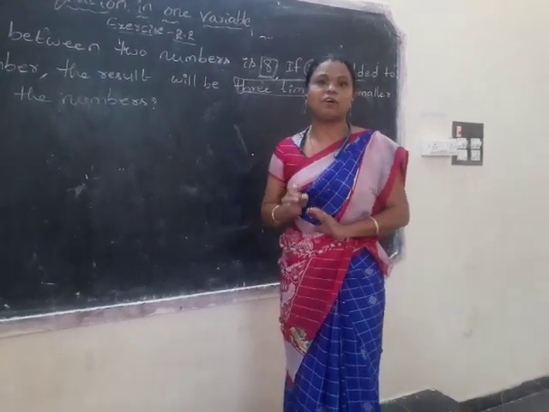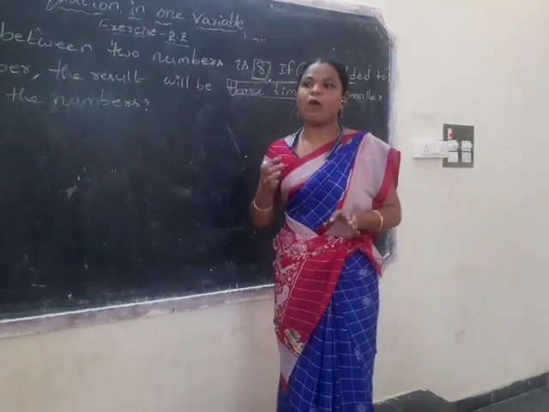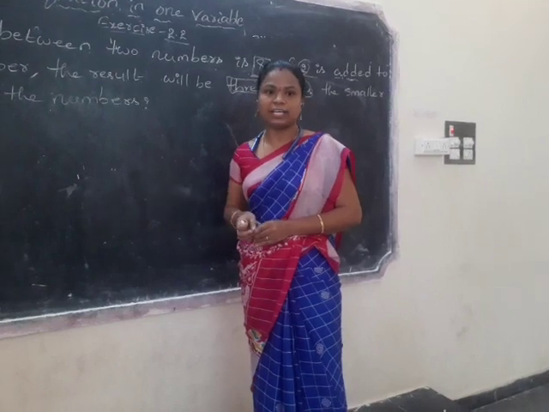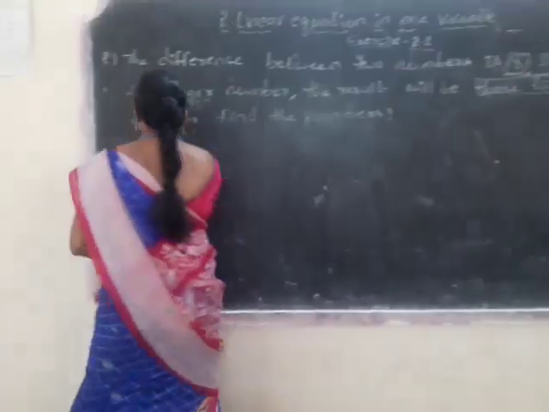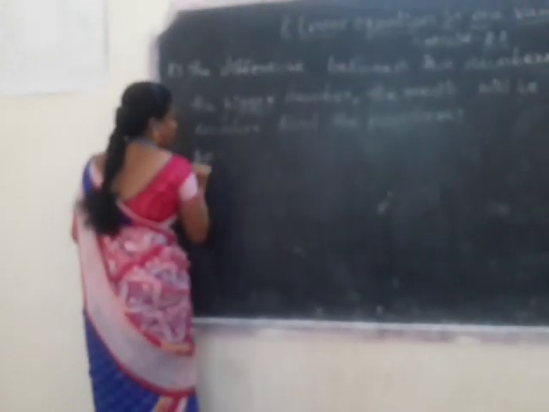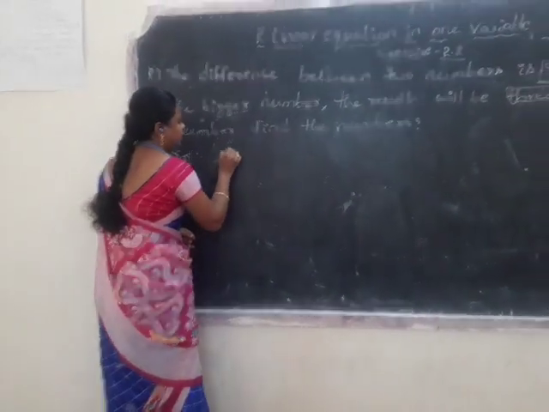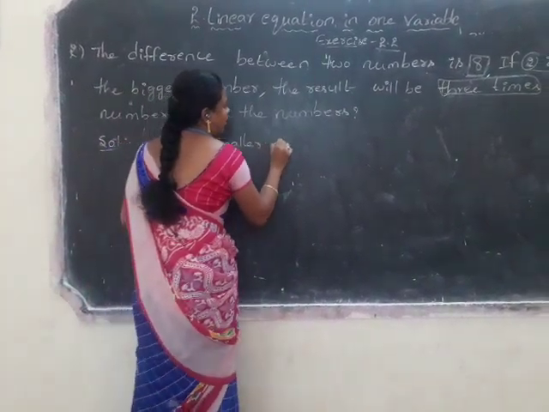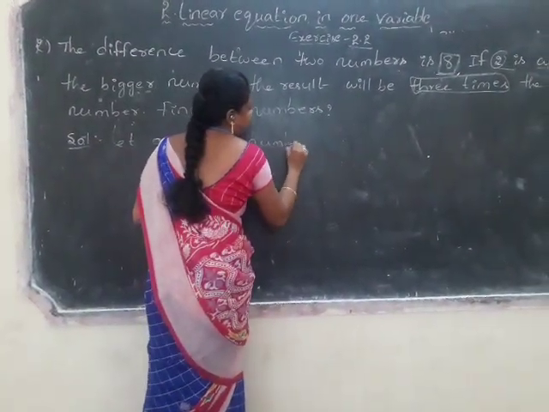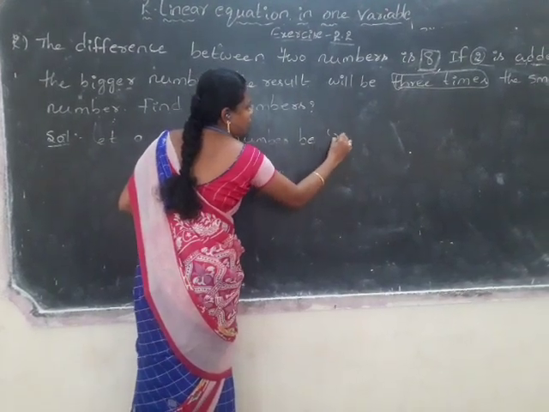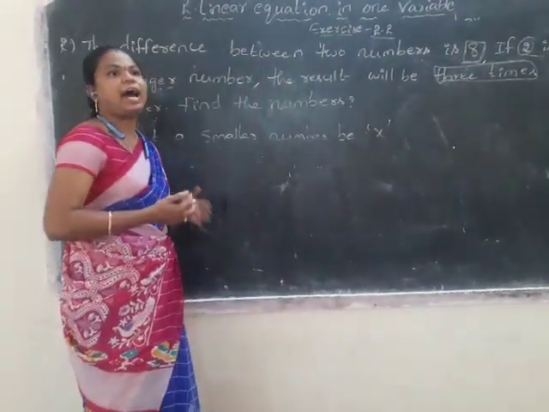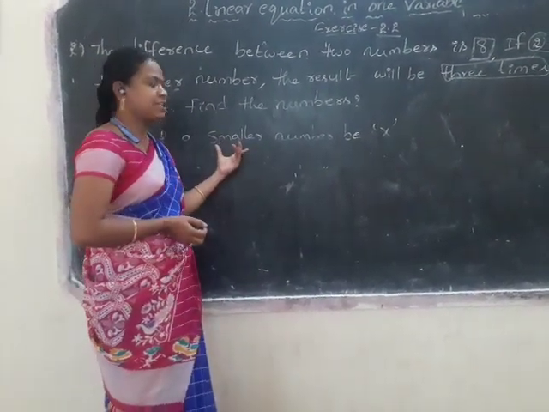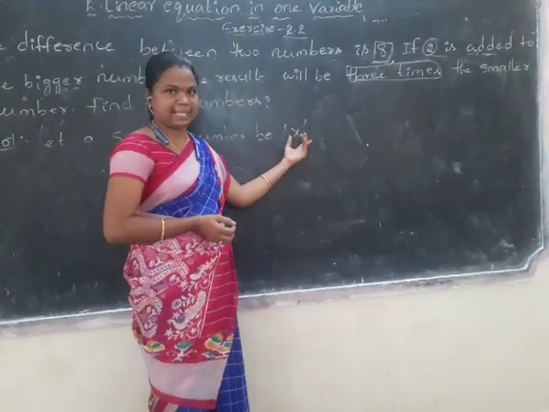So first we assume something, we take a variable. What is the smaller number and what is the bigger number? Okay students, let the smaller number be x. First we take an assumption: smaller number be x.